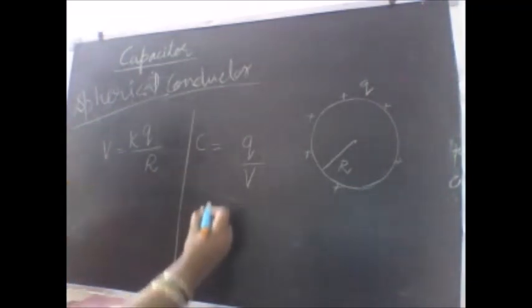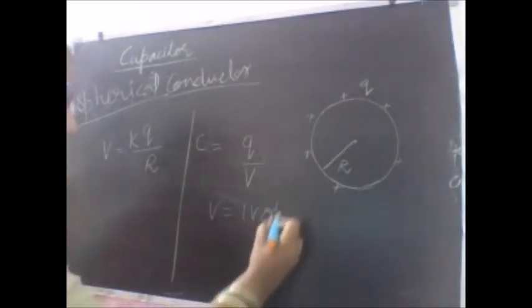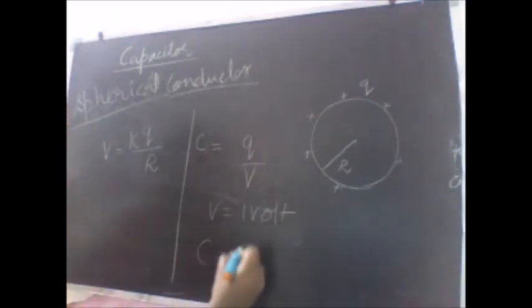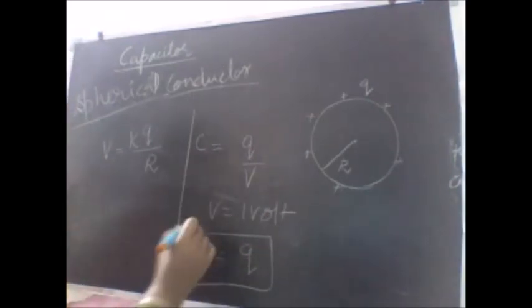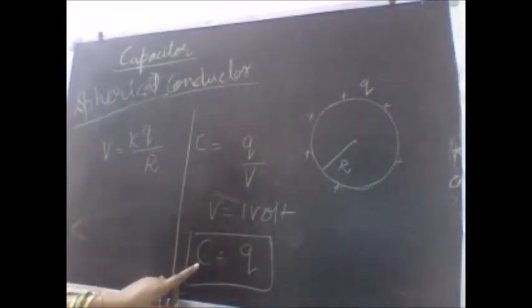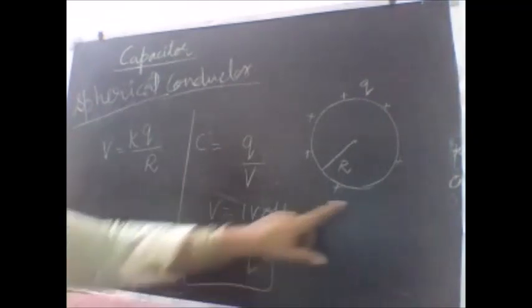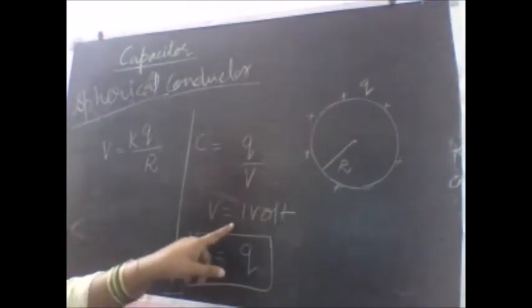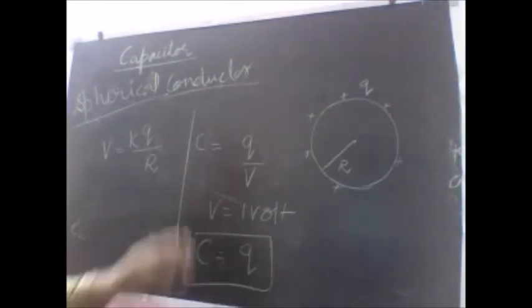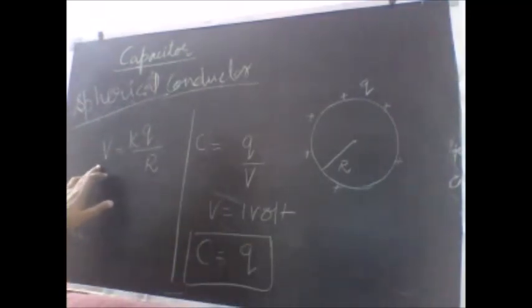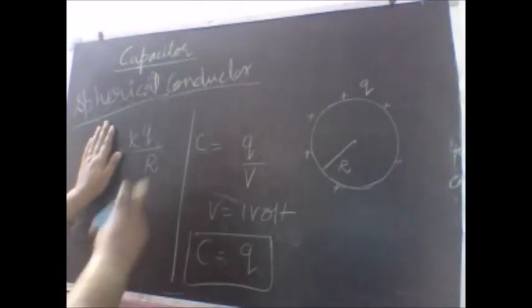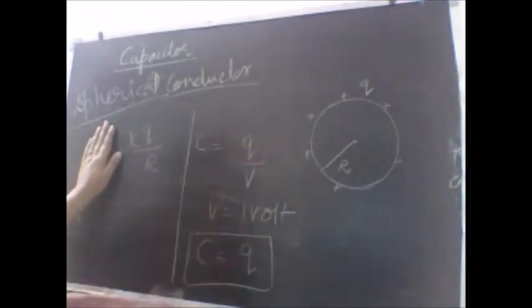So if I take V here to be 1 volt, then what is the value of C? The C value comes out to be Q. That means capacitance is defined as the amount of charge given to the spherical conductor when the potential is 1 volt. That means I do not want the potential to rise. As was clear from here, when we increase the charge, the potential too will increase. I do not want the potential to rise. I want to keep it at 1 volt, and I want to inject the maximum charge that the spherical conductor can hold, keeping the potential at 1 volt.